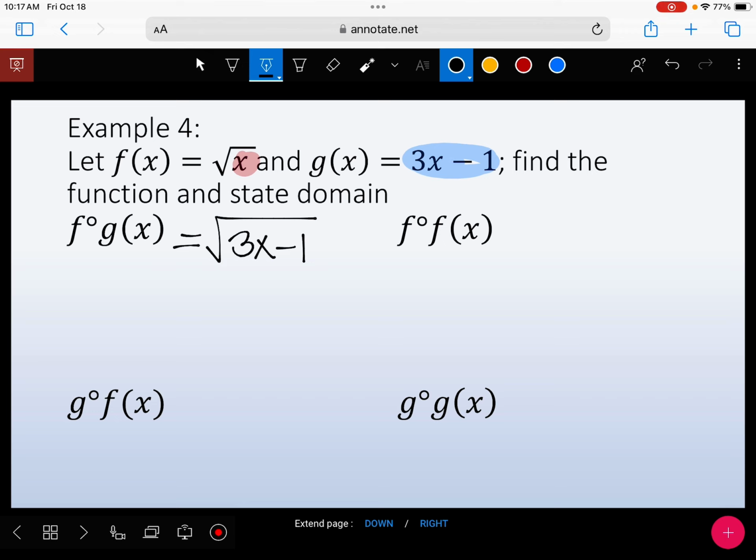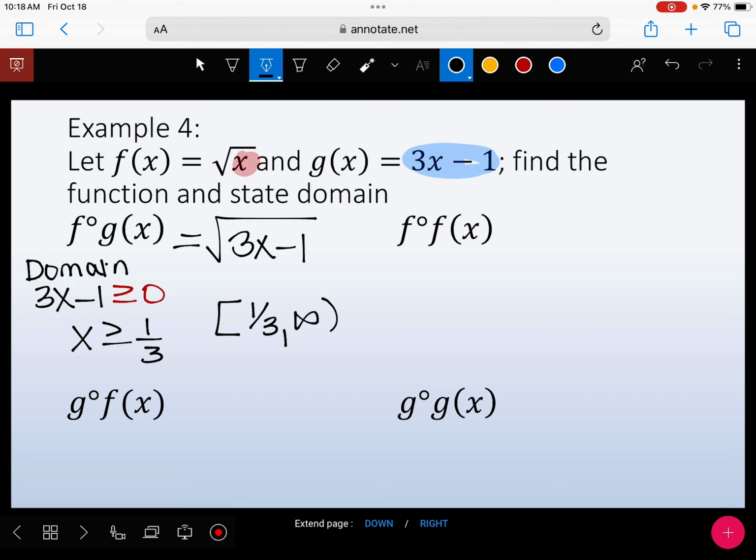So now we're ready to find our domain. Remember, when we have a square root, what's underneath it has to be positive. So for my domain, I have to set that greater than or equal to 0 and solve that for x. And when you solve that, you should get that x has to be greater than or equal to 1/3. And when we write that in interval notation, we would have bracket 1/3 to infinity. And that would be my domain. So this is my function, and this is my domain.